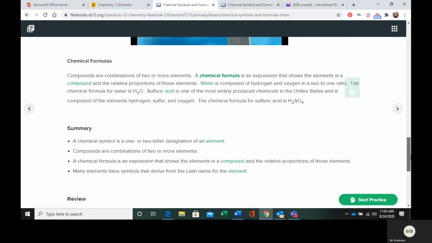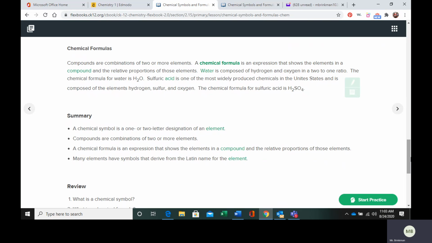All right. And then chemical formulas. These are used when we have compounds of 2 or more elements. When we combine 2 or more elements, we use a chemical formula to tell the relative proportions of the elements. A very familiar compound is water. Water is composed of the elements hydrogen and oxygen in a 2-to-1 ratio. That is why it is H2O.